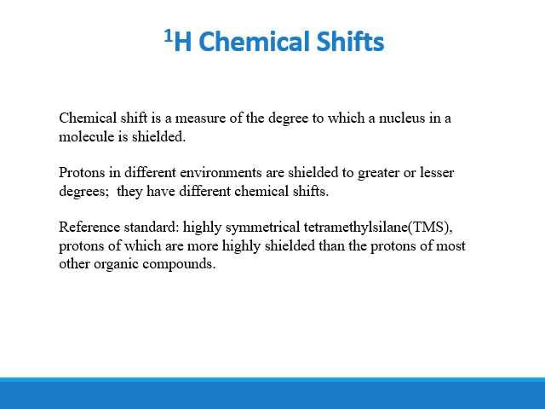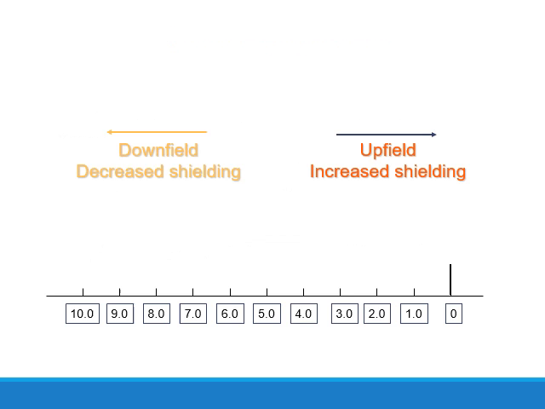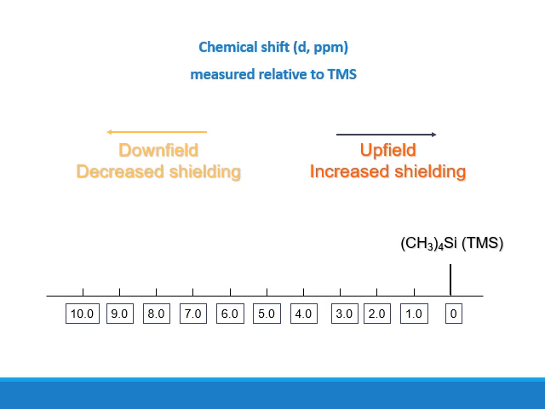So, about the chemical shift. Chemical shift is a measure of the degree to which a nucleus in a molecule is shielded. Protons in different environments are shielded to greater or lesser degrees, so they have different chemical shifts. We use TMS as the reference, and its chemical shift is 0. Here, for example, the TMS chemical shift is almost 0.